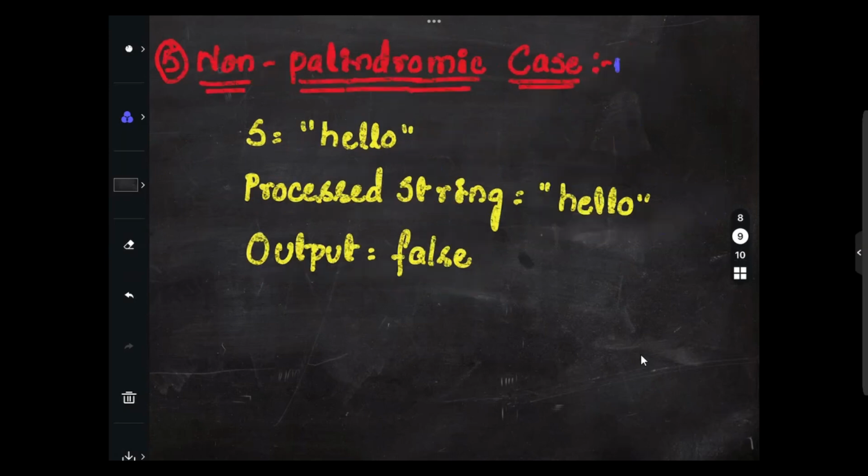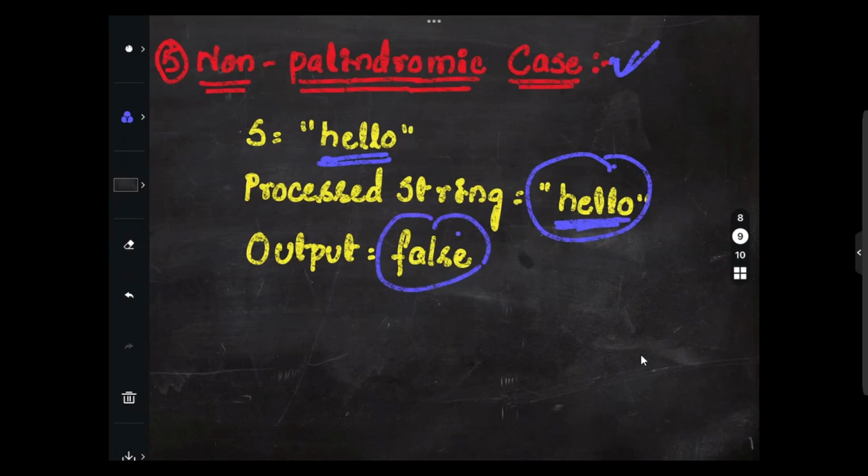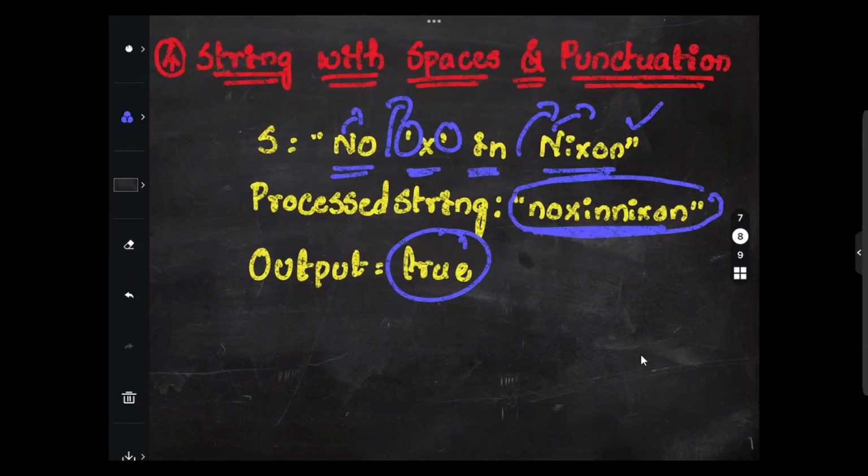Let's move on with the final edge case, the non-palindromic case. Here we have hello. For hello, the processed string is hello, meaning after removing non-alphanumeric characters and converting uppercase to lowercase letters, we get hello itself. So the output is false here. When we read from the backward, it is not the same. It will be OLLEH, and this is HELLO, so this is not the same. Output is false. And you can observe one thing in the fourth edge case: when L will be equal to R, you can consider here this one, noxinnixon.